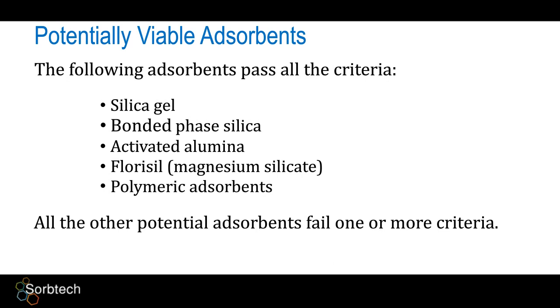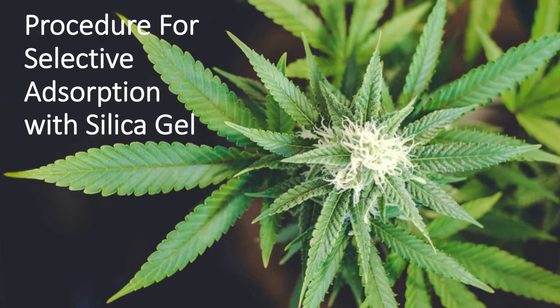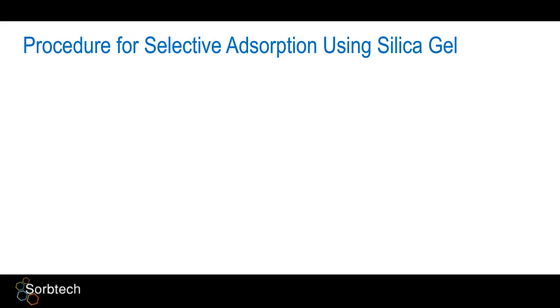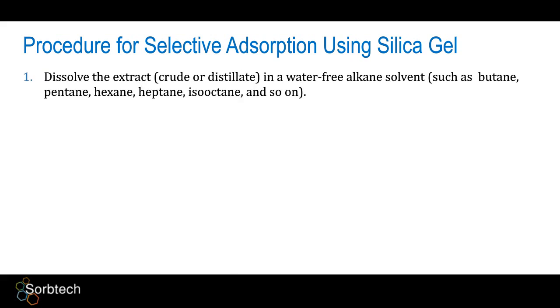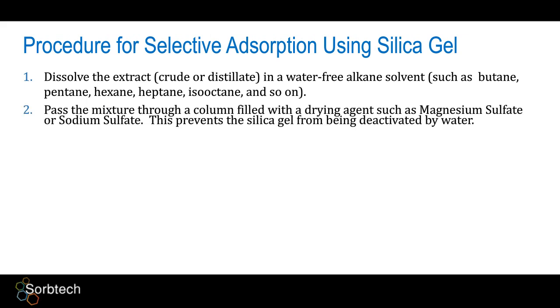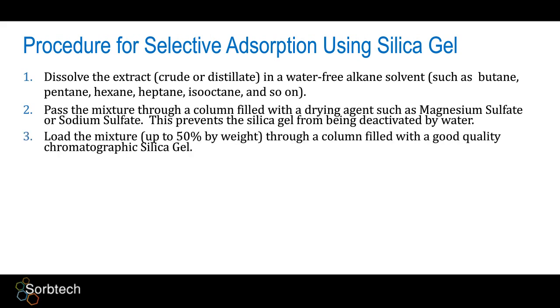So let's start with the first one, normal phase silica gel. The procedure is to dissolve the extract in a water-free alkane solvent, and pass the mixture through a column filled with a drying agent, which prevents the silica gel from being deactivated by water. There's always a little bit of water, and we want to keep it all out because this enables you to reuse the silica gel over and over.